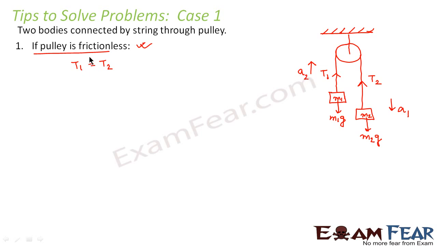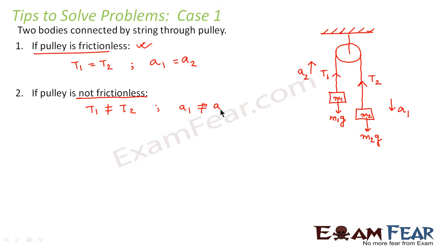Now if the pulley is frictionless, in that case T1 is equal to T2 and also A1 will be equal to A2, that is the acceleration for the two bodies. However, they will be in opposite directions, but the values will be the same. Let us consider the second case, that is the pulley is not frictionless. In that case T1 is not equal to T2 and also A1 is not equal to A2.